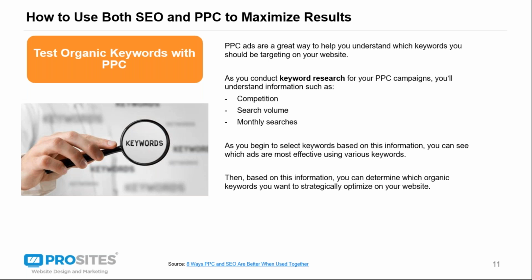And then as you begin to select keywords based on that information, you can see which ads are most effective by implementing them into your ads and using effective keywords. Then based on that, you can determine which keywords you want to add to your website in general to target through SEO.